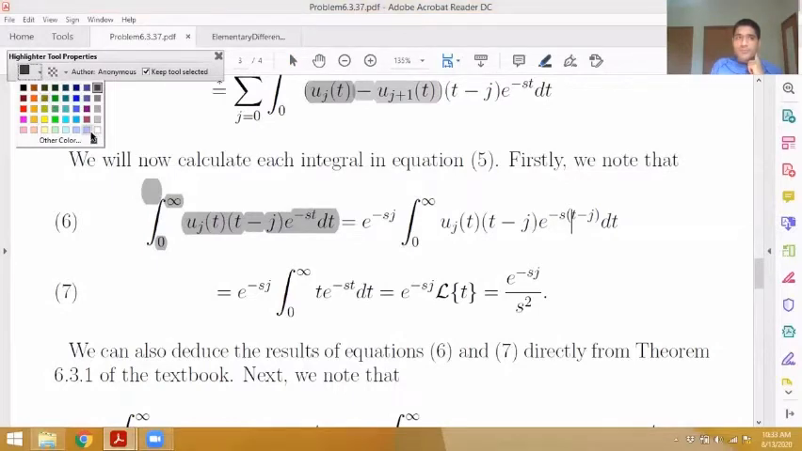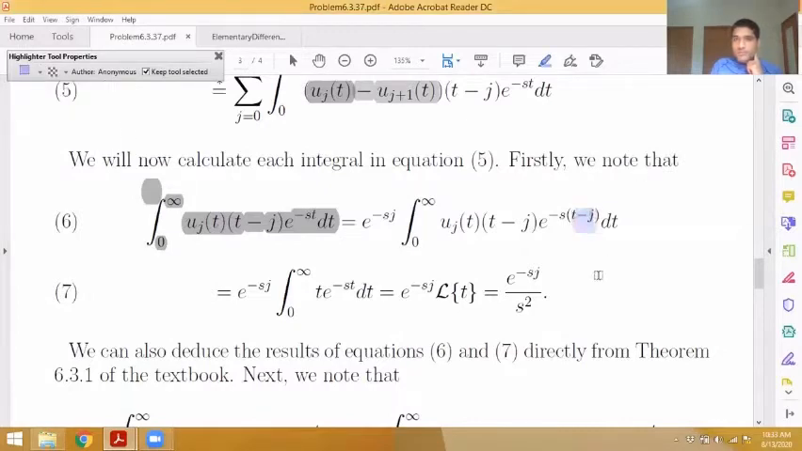so let's say this t minus j, I have to introduce this term to keep it even. This e to the negative sj cancels out with e to the positive sj. So that's why the left-hand side and the right-hand side are equal, is because I put in this term to cancel out that term.